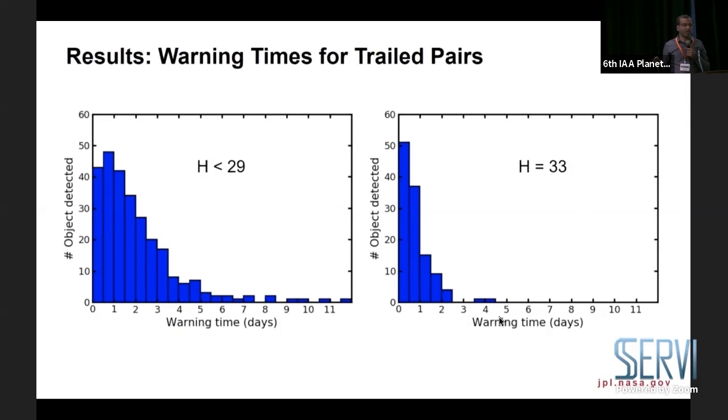We also looked at warning times for trail pairs. This is a histogram of the warning times, the time between the second detection, the second trail, and the time of impact. You see that for H less than 29, you have warning times of more than a day for most of the asteroids. Whereas if you move over to H equals 33, the histograms get squeezed to the left and you have shorter warning times.